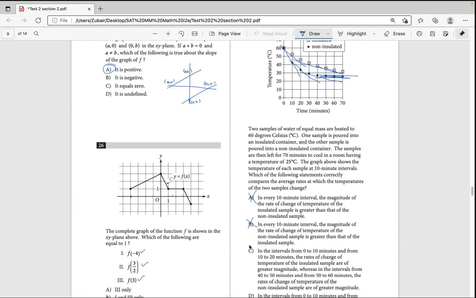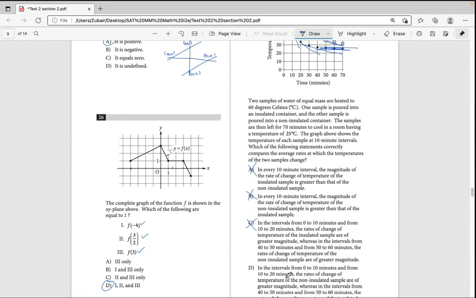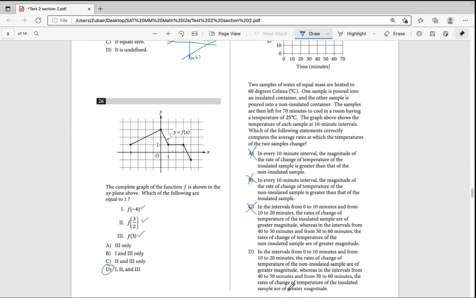C part. In the interval from 0 to 10 minutes, okay, 0 to 10 minutes, and from 10 to 20, the rate of change of temperature of insulated sample are greater magnitude, insulated are greater. No, they are lesser, they're less steep. 0 to 10, and from 10 to 20, rate of change of temperature of non-insulated sample are greater. Yes. Whereas in interval from 50 to 60 minutes, the rate of change of temperature insulated sample are greater. Yes.